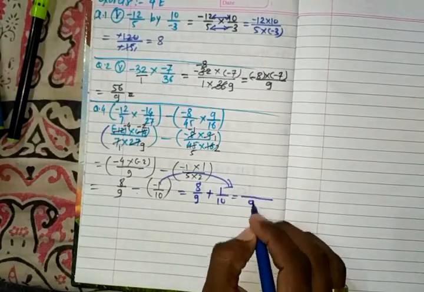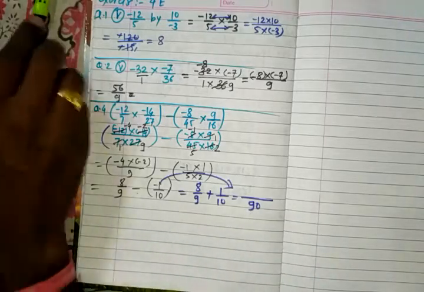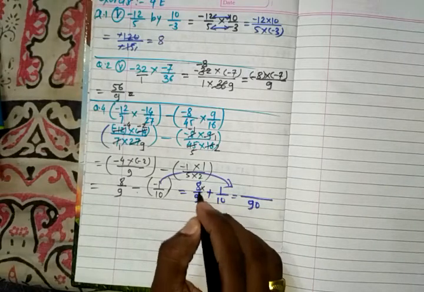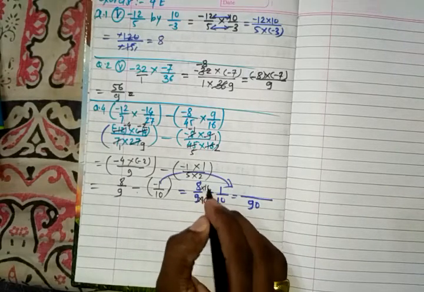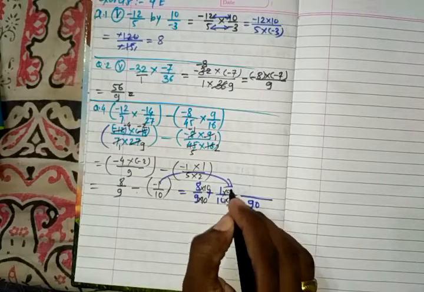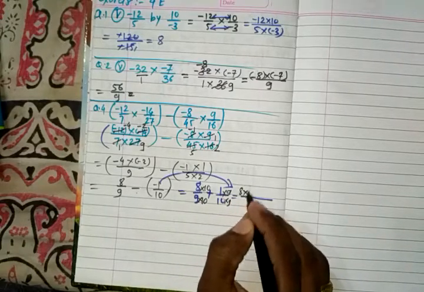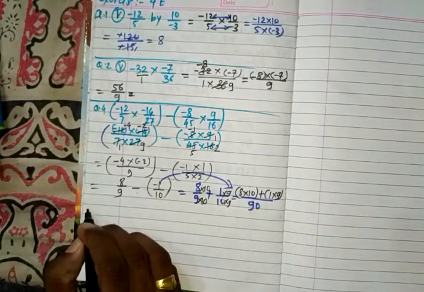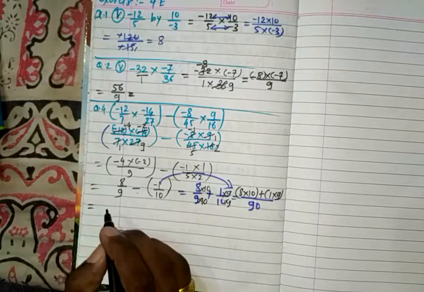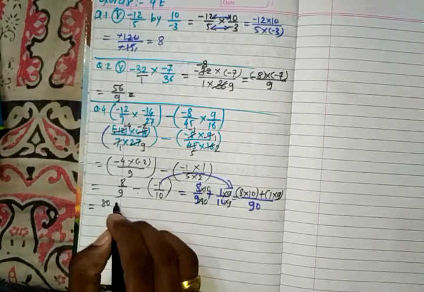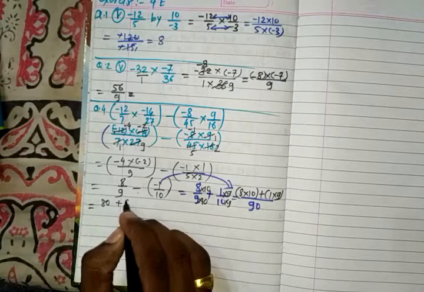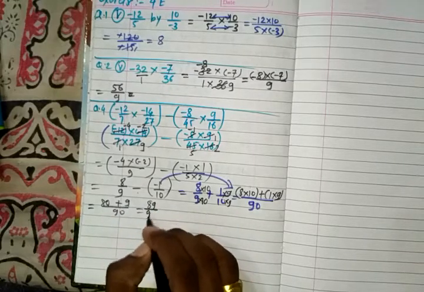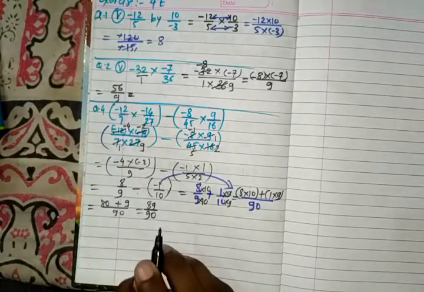Then you can take the LCM 90 and make 90 the denominator of the first rational number. By which number will we multiply 9 and 8? So I will multiply by 10 here and by 9 here. So 8 into 10 plus 1 into 9, 80 plus 9 upon 90. So it would be 80 plus 9, 89 upon 90. In this way you can solve question number 4 also.